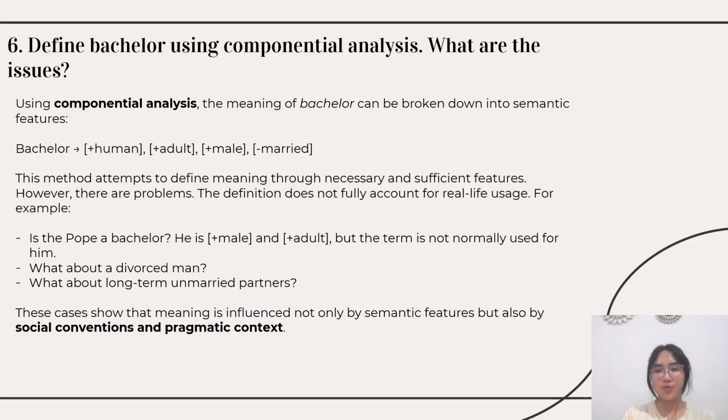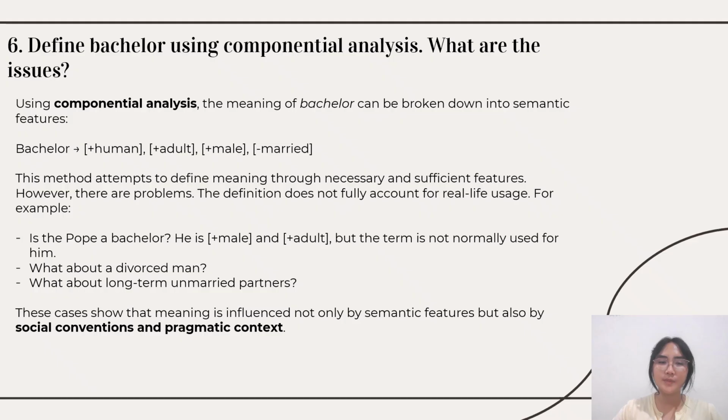What are the issues? Using componential analysis, the meaning of bachelor can be broken down into semantic features. Bachelor is human, adult, male, not married. This method attempts to define meaning through necessary and sufficient features. However, there are problems. The definition doesn't fully account for real-life usage.